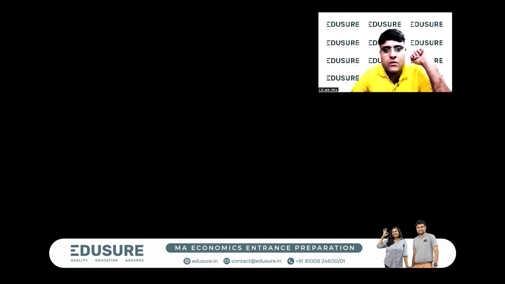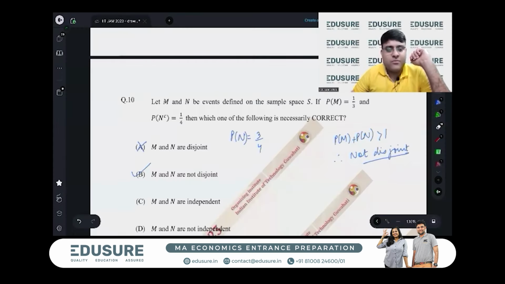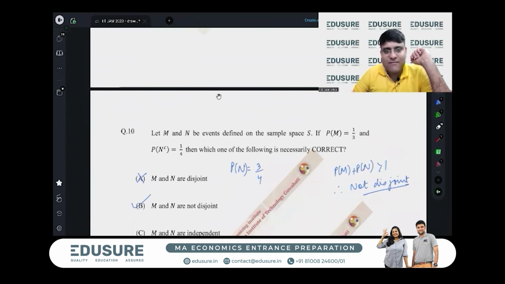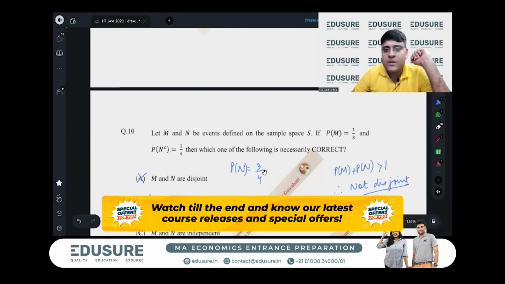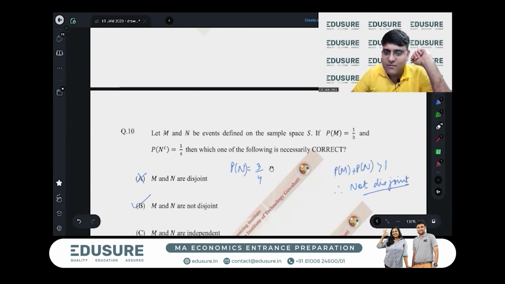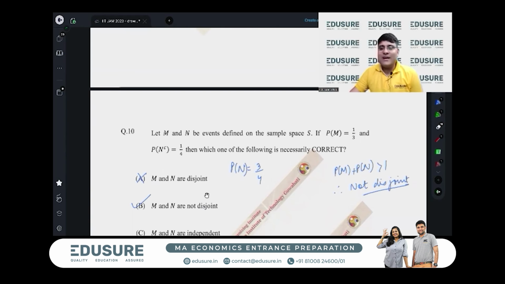That's B. Question number 10, IIT JAM 23. Let M and N be events defined on the sample space. P(M) is 1/3, P(N complement) is 1/4. So P(N) is 3/4. Now, P(M) plus P(N) is greater than 1. So M and N cannot be disjoint, because if they are disjoint, then P(M union N) is P(M) plus P(N). How can a probability be greater than 1? Not possible. So not disjoint. It's B. Very easy.